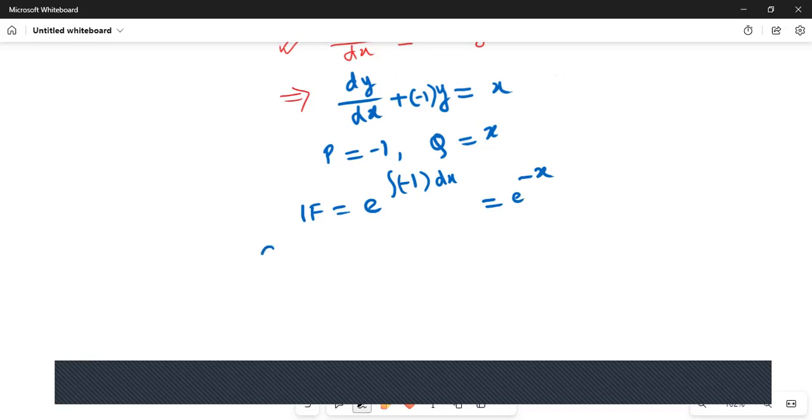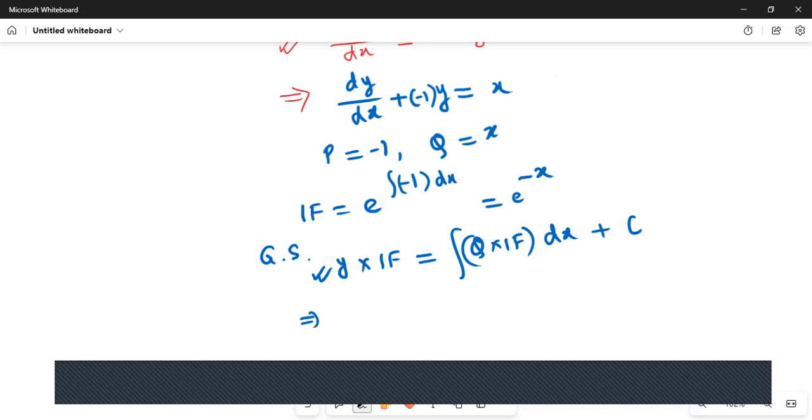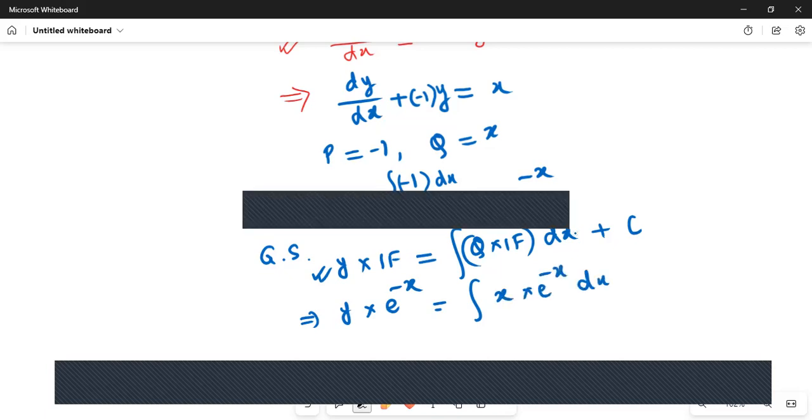So now I will find a general solution. So general solution again, y multiplied by IF equals the integral of Q times IF. Every time you don't have to write this. If you remember, directly write the form, because I'm writing it to understand for the time being. This is not required to rewrite again and again. Still, I'm writing. So y into, what is IF? IF is e power minus x. So what is Q? That is x. So e power minus x.